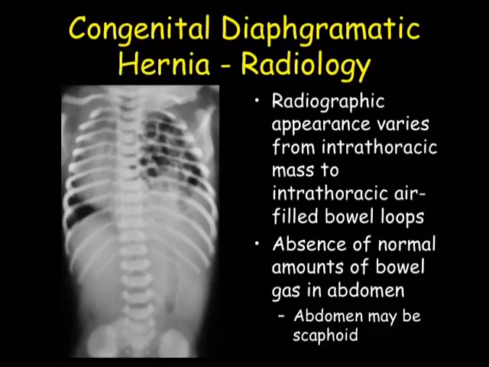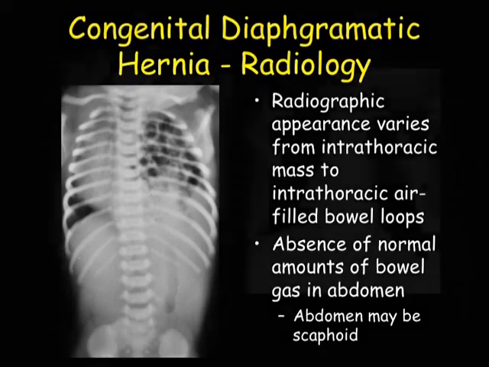In addition, the bowel and organs cause mass effect that pushes the heart to the right, and so you can actually get underdevelopment of the opposite lung as well. When you see these babies born, you'll either see soft tissue density or air-filled bowel in the chest, and you'll see shift of the mediastinum, and you'll see a scaphoid abdomen.